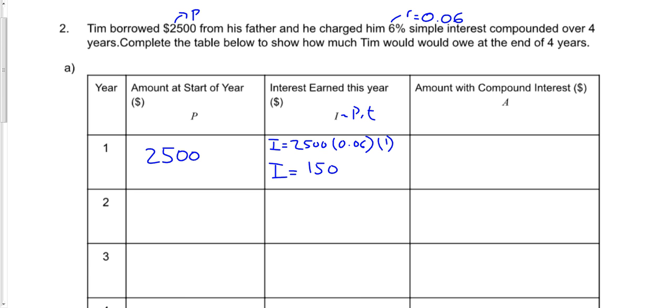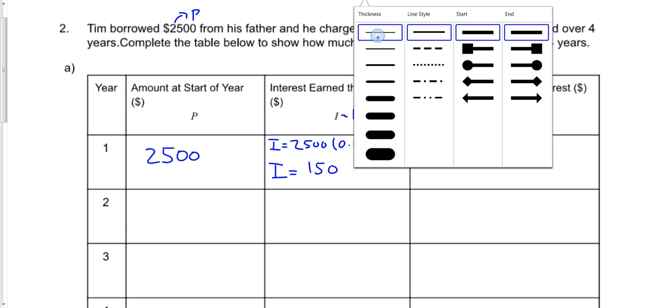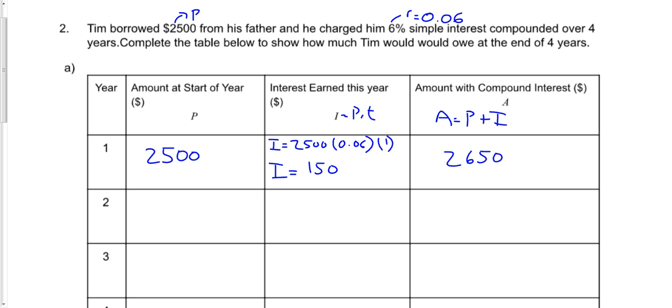So if I want to figure out the final amount, again, the amount is always the principal plus the interest. So this is going to equal $2,650. I'm going to add $150 to 2,500. So at the end of the first year, he owes his dad $2,650. Because this is compounded, when we start the next year, what we do with this table is we take the final year ending amount and we move it in here.